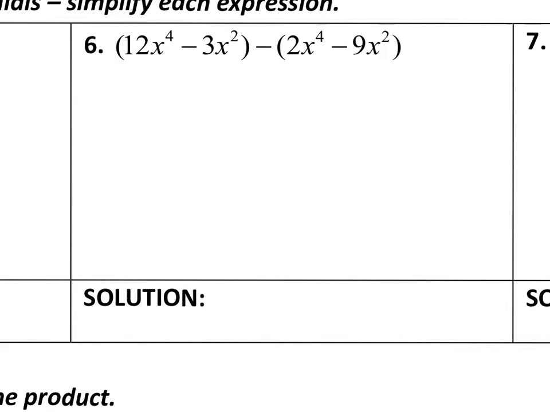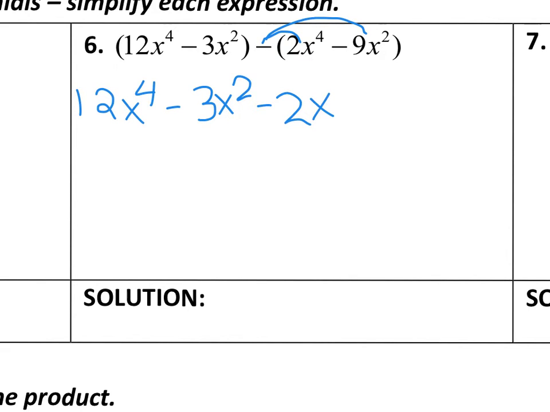Number 6 is a subtraction problem. So instead of subtracting, we like to distribute this negative 1 onto everything and change the signs, and then we can add. So I'm just going to rewrite what's on the left-hand side. And that becomes a negative 2x to the 4th. And that becomes a positive 9x squared.